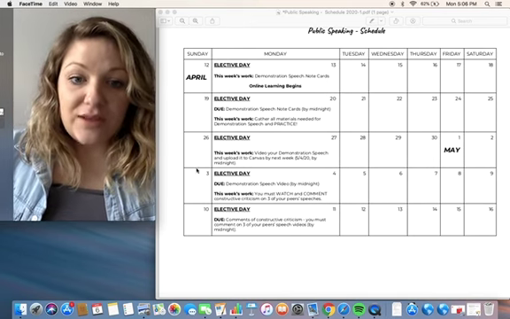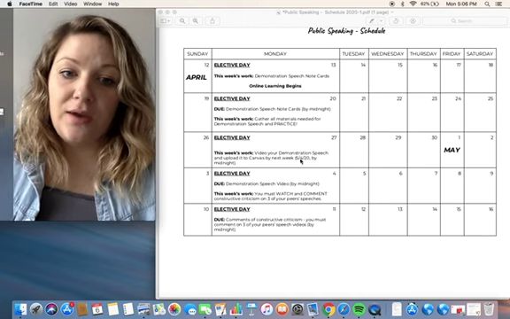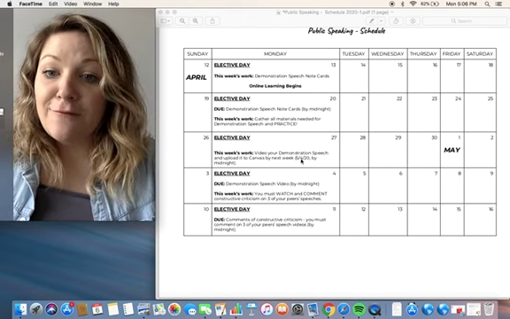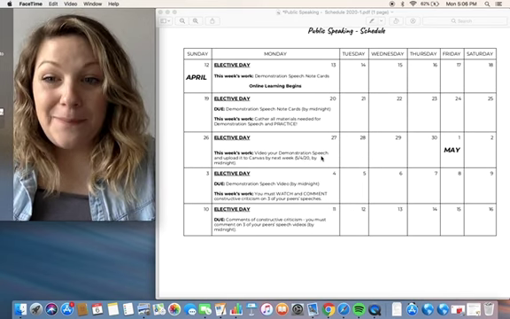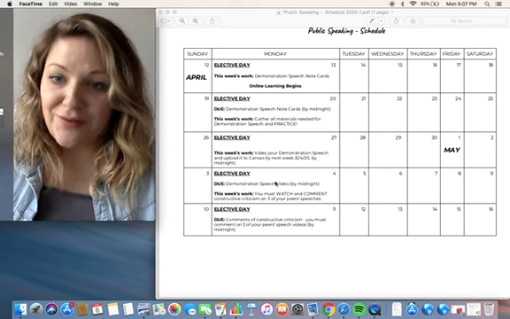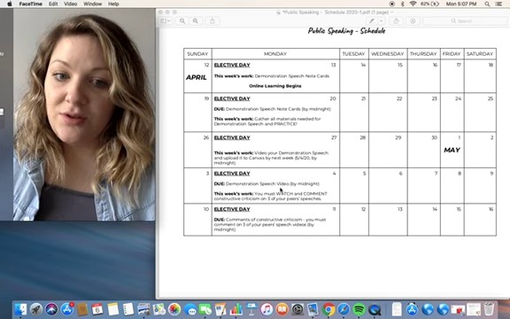So if you look at the calendar right here, it says video your demonstration speech and upload it to Canvas by next week, which the date right there is May 4th. Okay, so that video is due by May 4th at midnight, which you can see the following week. It reminds you again that the demonstration speech video is due.